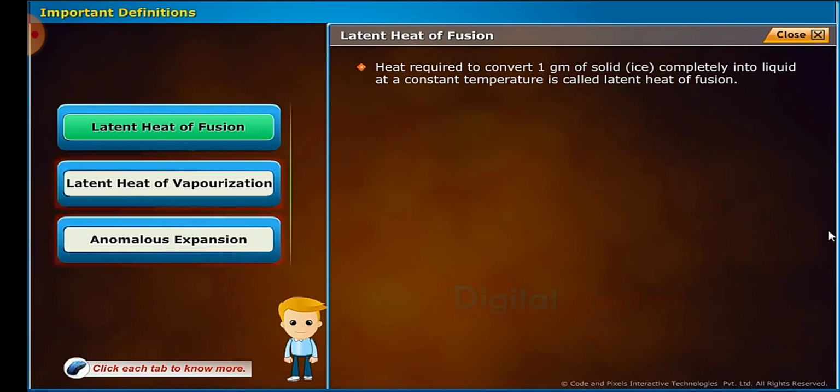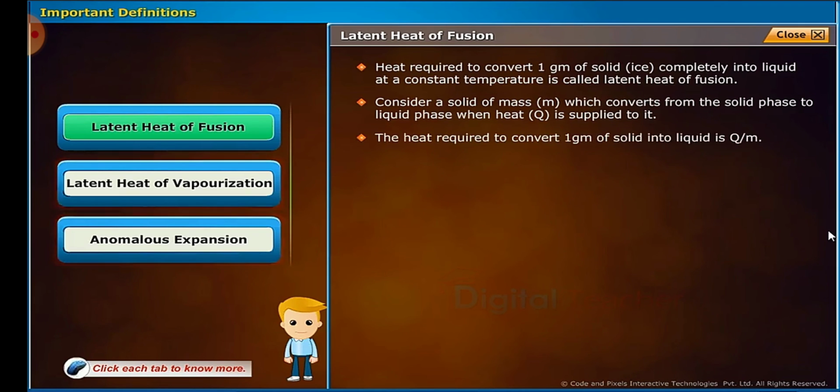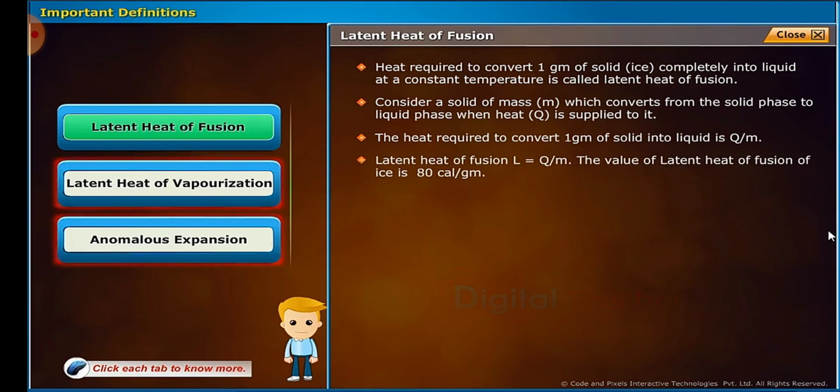Heat required to convert 1 gram of solid, that is ice, completely into liquid at a constant temperature is called latent heat of fusion. Consider a solid of mass m, which converts from the solid phase to liquid phase when heat q is supplied to it. The heat required to convert 1 gram of solid into liquid is q by m. Latent heat of fusion L is equal to q by m. The value of latent heat of fusion of ice is 80 calorie per gram.